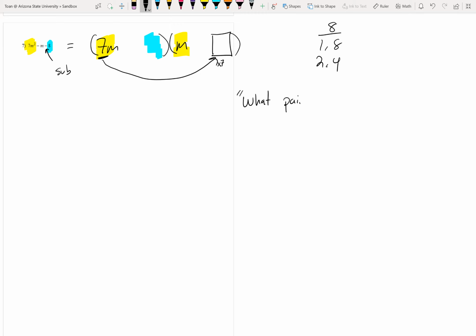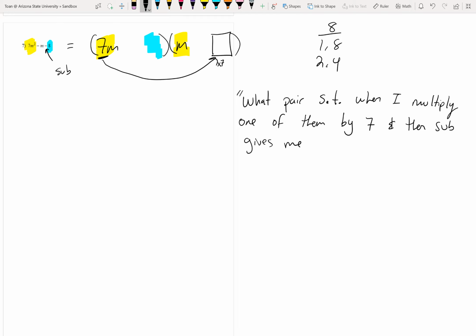What pair of numbers is such that when I multiply one of them by 7 and then subtract, it gives me the middle number? In this case, I don't see any number, so it's a 1. And I don't know what the answer is. I haven't done this before, so I'm literally just going to guess and check. So yes, this is where it takes trial and error. You're going to have to put some work into it.